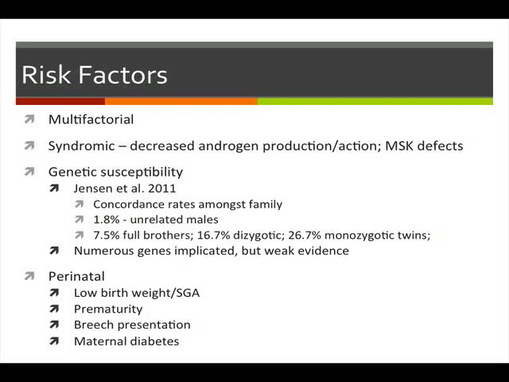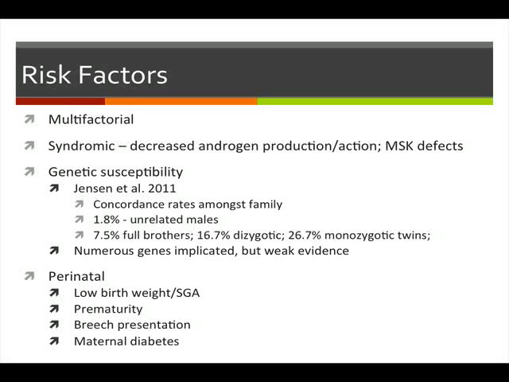In terms of the risk factors for what predisposes patients to cryptorchid testes, it typically is multifactorial. There are syndromic associations, things where you have decreased androgen production or androgen action, such as androgen insensitivity syndrome, or musculoskeletal defects of the abdominal wall, like prune belly syndrome. There is a genetic susceptibility. A population study looking at a Danish population found a very high concordance rate amongst family members. In unrelated males, there's about a 1.8% concordance rate, but 7.5% in full brothers, and this increases to 17% for dizygotic twins and 27% for monozygotic twins.